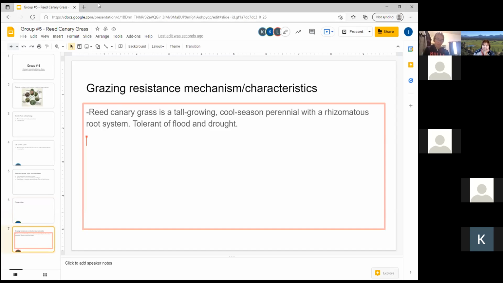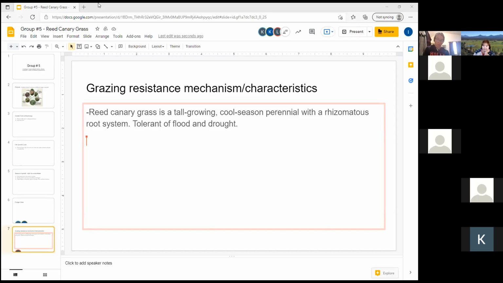So I was just working on the last slide trying to find something, but apparently since it's a cool season perennial, oh wait, was this the one? Yeah, sorry. The rhizome root system makes it good for flood and drought. And apparently it's been used before in the southern corn belt to control erosion in ditches and waterways and stuff like that. The root system makes it advantageous for that kind of thing, which I thought was really interesting.